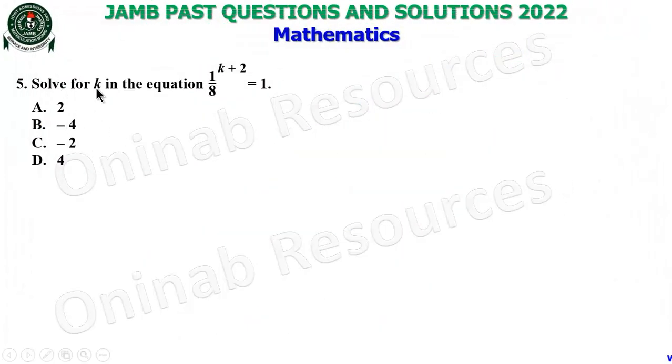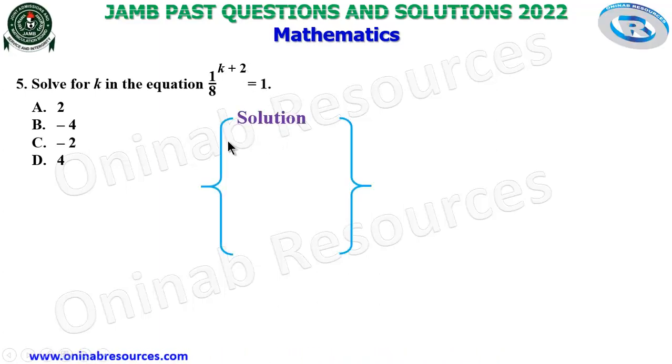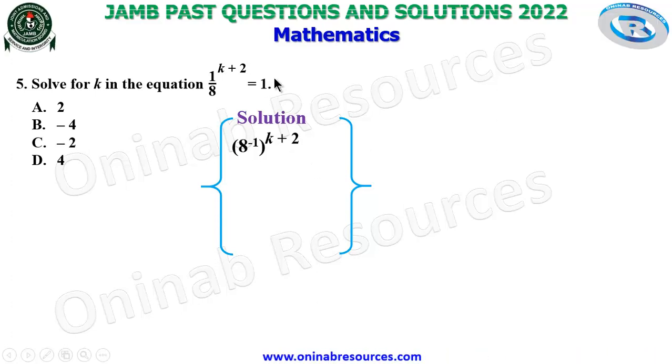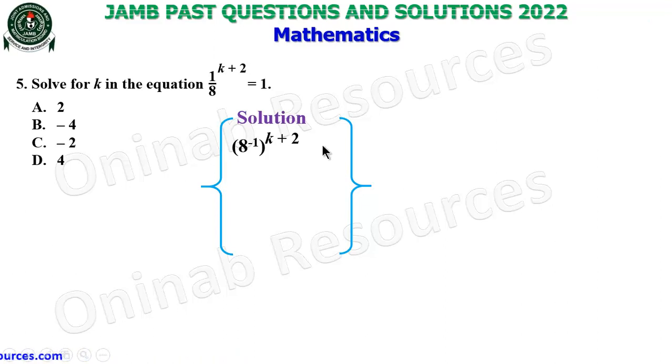For problem 5, solve for k in the equation 1 over 8 power k plus 2 is equal to 1. So to find the solution to this, we are going to write this in index form. 1 over 8 is 8 raised to the power negative 1, then power k plus 2. 1 can also be written as index form of 8, since any number to power 0 is 1. So we have it equal to 8 raised to power 0.